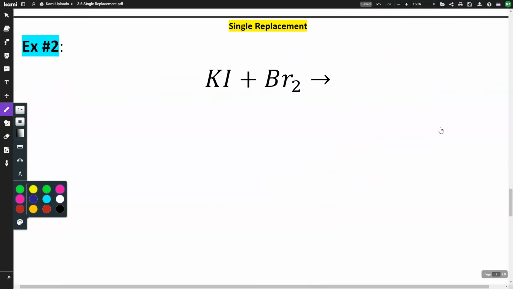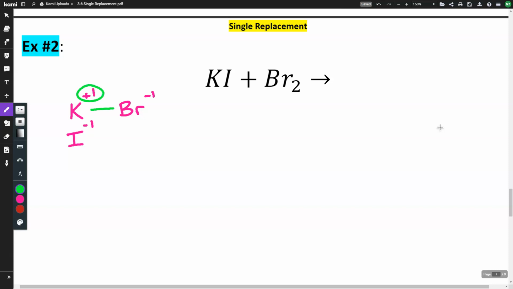Let's look at another example. So we have potassium iodide and bromine. Let's figure out charges. So we have potassium, we have iodine, and we have bromine. Potassium is +1, iodine is -1, bromine is -1. So bromine and potassium are going to pair up because they're opposites. And the cool thing is they are the same, so I can just write these together. So potassium bromide, and then iodine is going to be by itself.